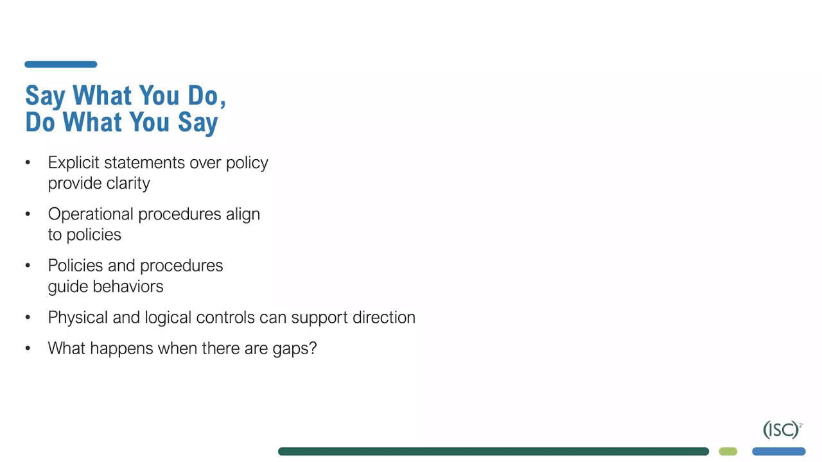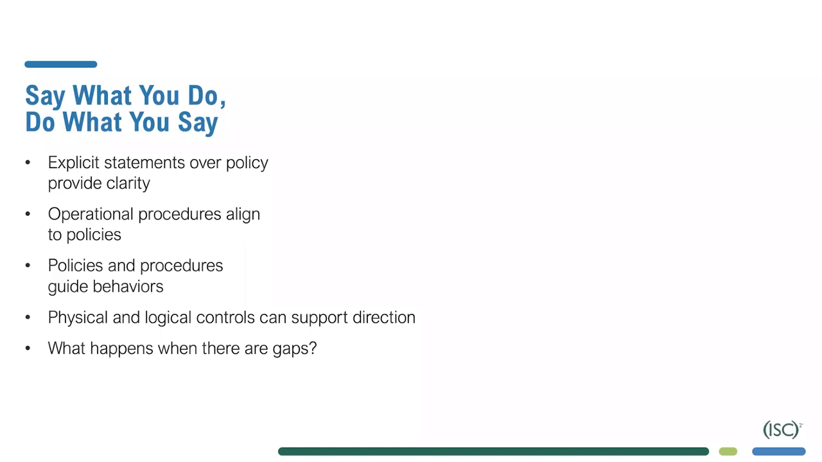Policies are our high-level statements. These are the what we're doing and the why we're doing it. The procedures align to policies. These are the implementations of our policies. These are step-by-step instructions on how to do something. So policies are the what and the why, and the procedures, or sometimes called processes, are the how we do them.